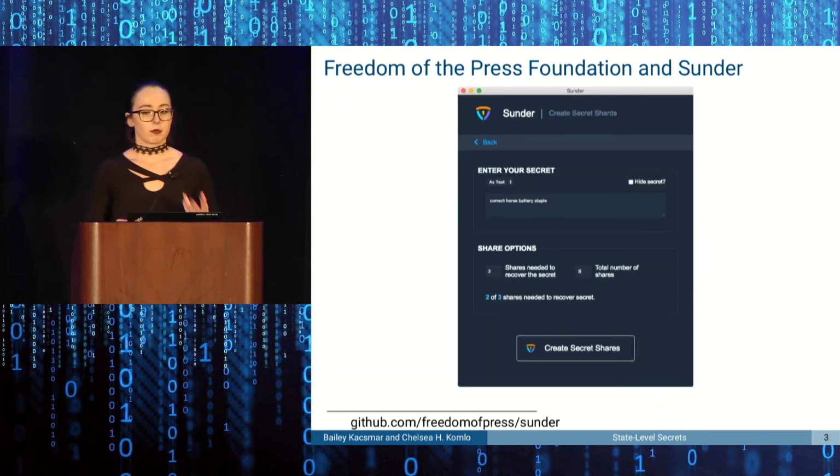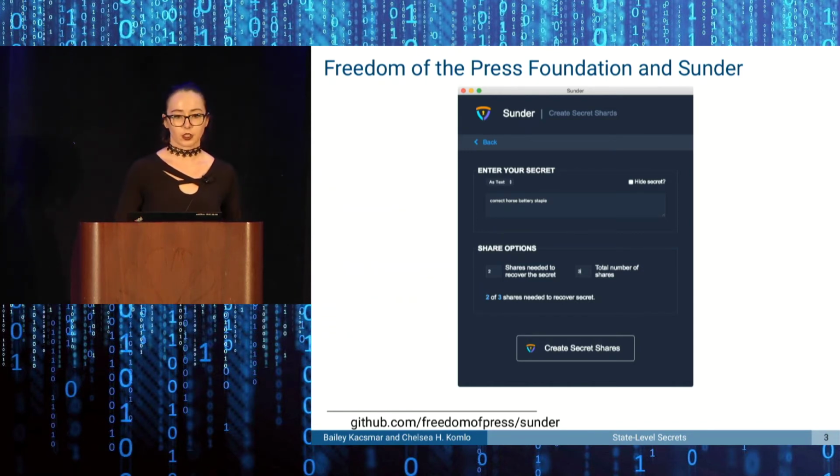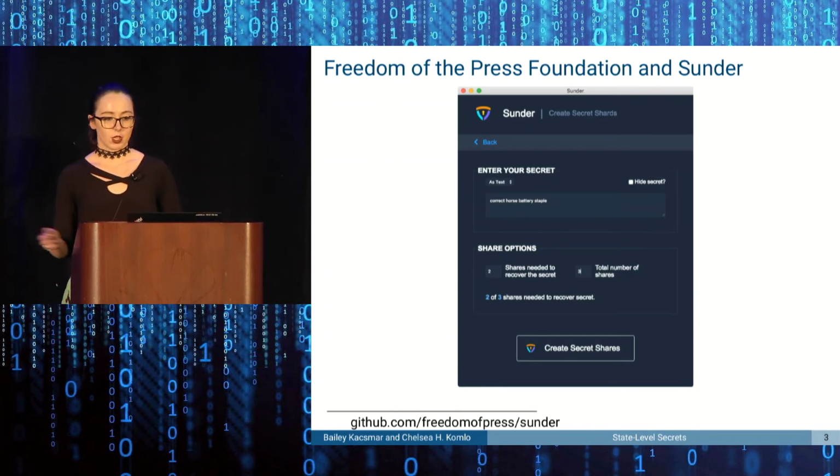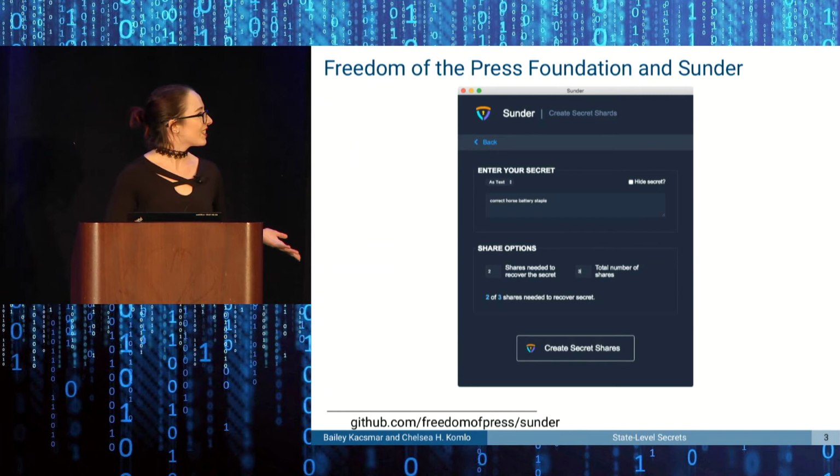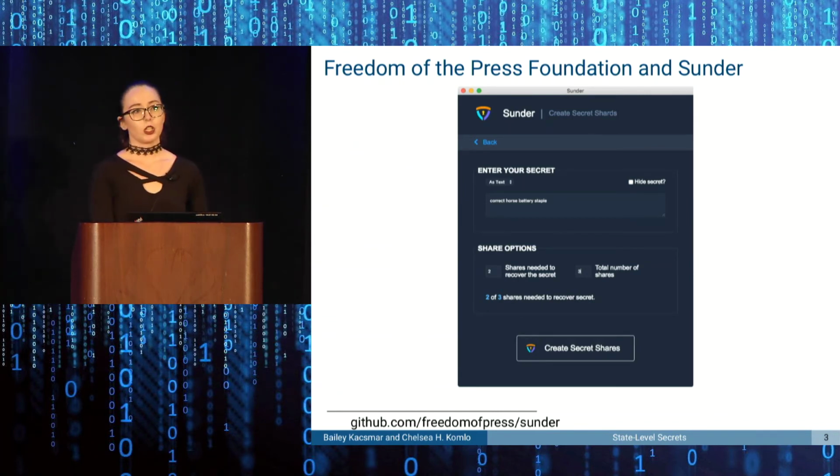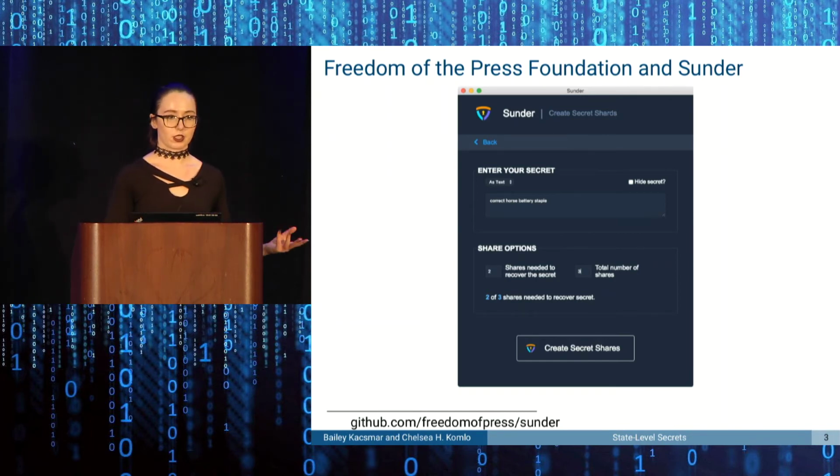So recently, Freedom of the Press Foundation came out with an alpha release of the tool Sunder, which is a graphical interface that enables users, for a secret that they possess, to choose their desired threshold and their number of participants, and then proceed to produce sufficient shares that they can then recover the secret at will. So we're going to work with Sunder a bit as a case study to facilitate our talk of how to use threshold schemes in a more practical setting.